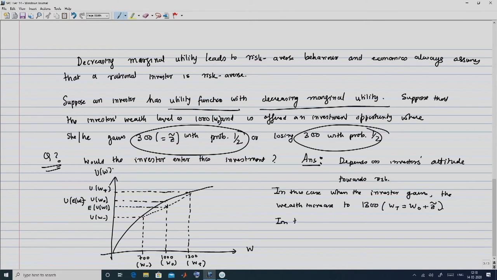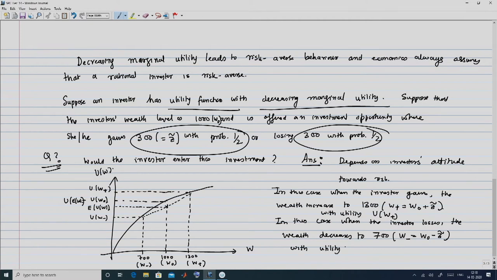Now, the other alternative is when the investor loses, then the wealth decreases to 700, and you will identify this with W minus, which is W naught minus Z tilde. And in the first case, the utility is U of W plus, and in the second case, the utility is U of W minus.